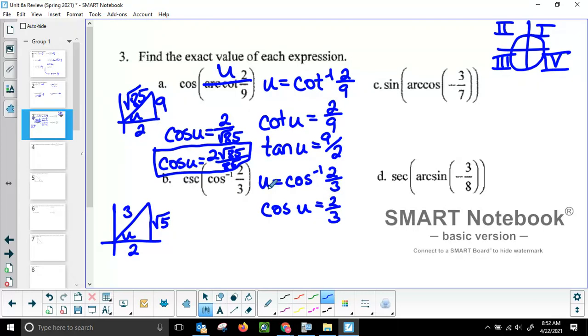Because we substituted this stuff here, what we're really looking for is the cosecant of u. Cosecant isn't one of our SOHCAHTOA trig functions, but cosecant is the reciprocal of sine. Sine, according to SOHCAHTOA, is opposite over hypotenuse, so the reciprocal is hypotenuse over opposite. This would be 3 over the square root of 5, which when we rationalize is 3 square roots of 5 over 5. That would be our final answer.